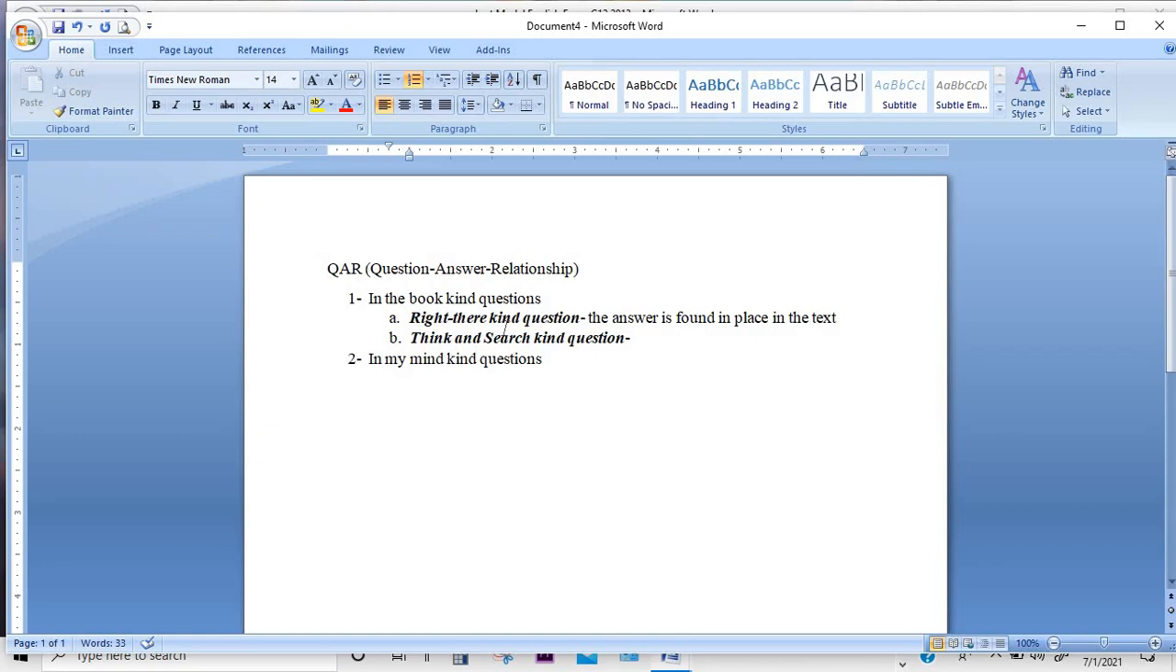Okay, the answer for such kind of question is not found in one place, but we need to scan all the paragraphs or scan for the key information, the keyword of the question. Okay, we find them in different places, and we need to put them together to answer such kind of questions.